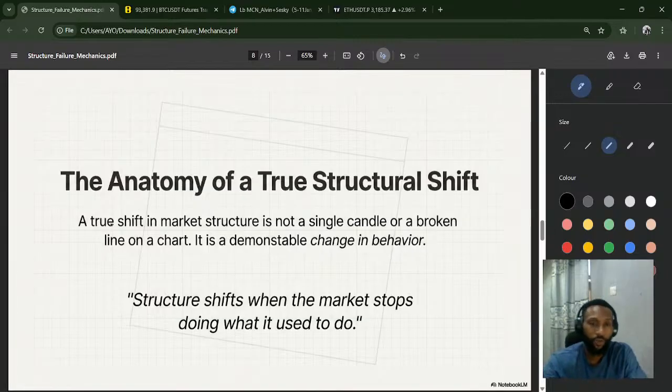Now, this is the anatomy of a true structural shift. A true shift in market structure is not a line on a chart. It is a demonstrable change in behavior. Structure shifts when the market stops doing what it used to do. Basically, all this is just big English. What I mean is, once you notice that you're on an uptrend and there's a shift, like I said, CHoCH, change of character, I told you guys this last week, the market structure changes.